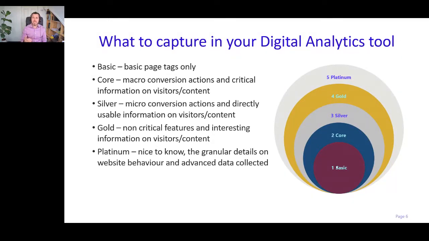Going to gold, you're hitting less critical features, not non-critical, and more interesting information. And platinum hits your nice-to-know level, all that granular detail that's interesting but put to one side. It also includes a lot of the advanced data integrations and data collections, things that would be too much work to capture immediately, such as tying in the current weather when someone visits a website.